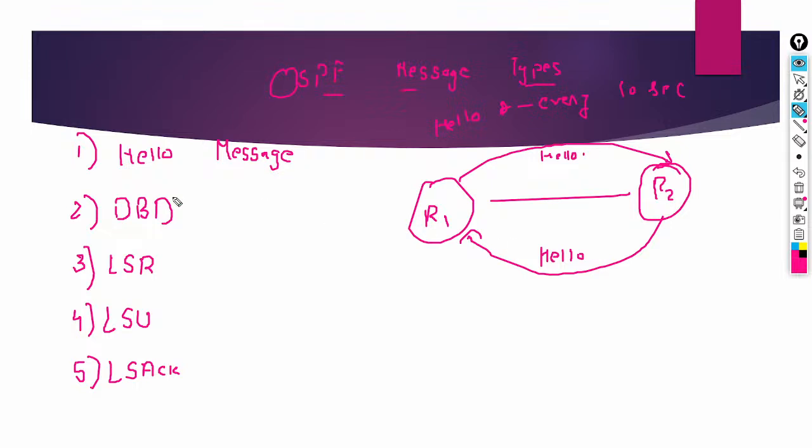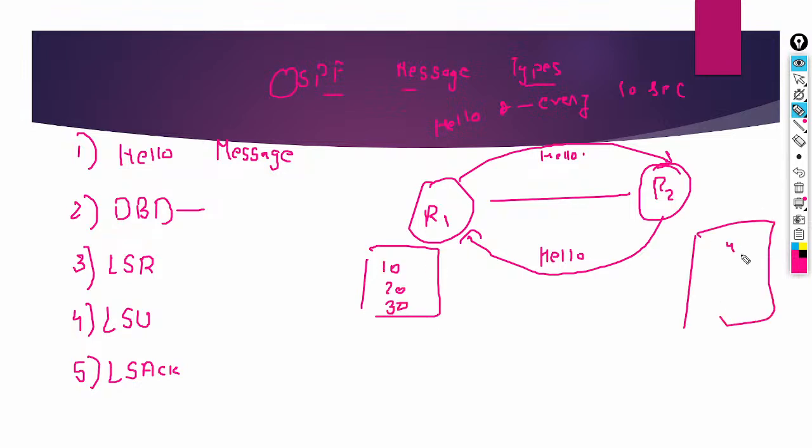Now comes the database description. What is that? Just take an example. There are multiple routes 10, 20, 30 on R1. There are multiple routes 40, 50, 60 on R2. Now, instead of sending the whole routing table to R2, R1 will send a summary of its information to R2. R2 will send a summary to R1. A summary is sent from here and a summary is sent from here. Now what will they do?